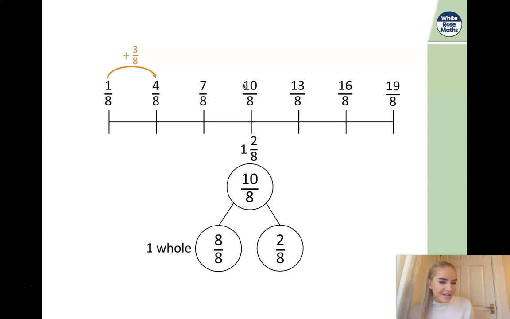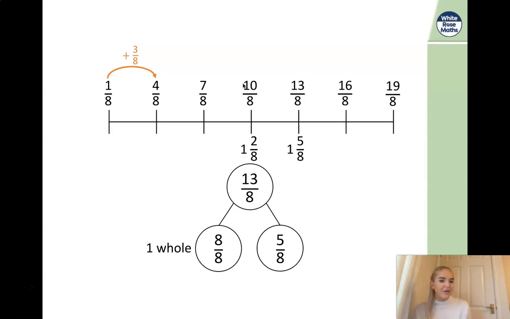Let's see if we can do 13 8ths together. Then I'm going to ask you to work out what 16 8ths and 19 8ths is. So 13 8ths, how many wholes do we have? How many times does 8 go into 13? Just the once, well done. And how do we get from 8 to 13? 9, 10, 11, 12, 13. 5 remaining, so 5 8ths are left over. So 13 8ths is the same as 1 whole and 5 8ths. Can you work out 16 8ths and 19 8ths?